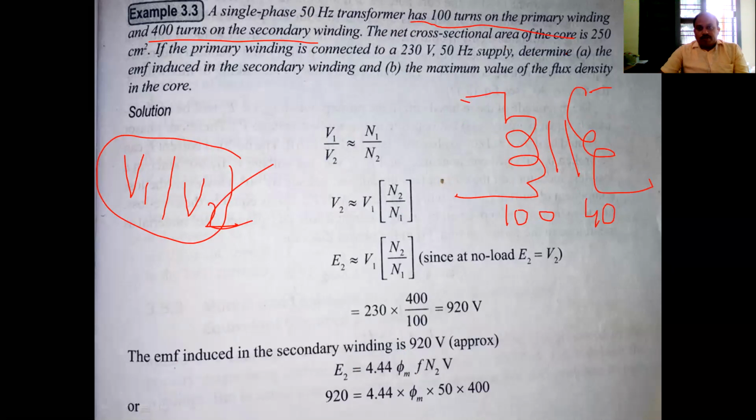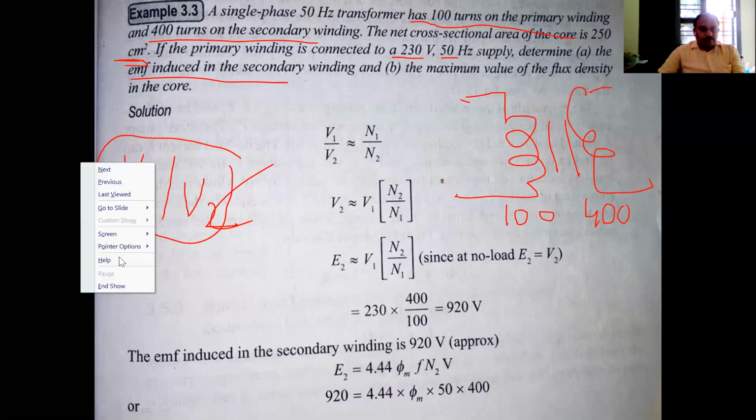The net cross section area of the core is 250 centimeters square. Area is given in centimeters square. The primary winding is connected to a 230 volts 50 Hz supply. Determine the EMF induced in the secondary winding. So primary voltage V1 is 230 volts, supply frequency 50 Hz is given. Determine the EMF induced in the secondary winding, E2 value, and the maximum value of flux in the core.